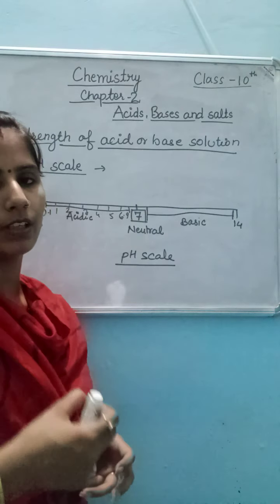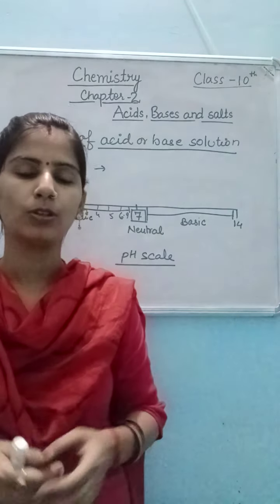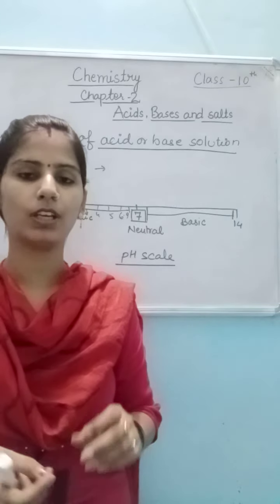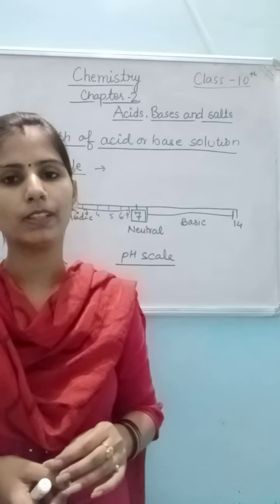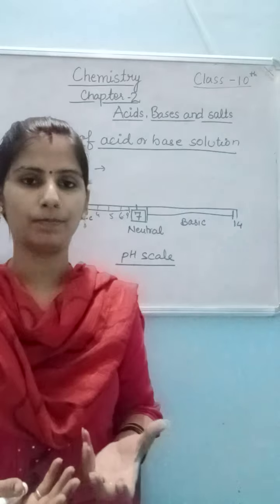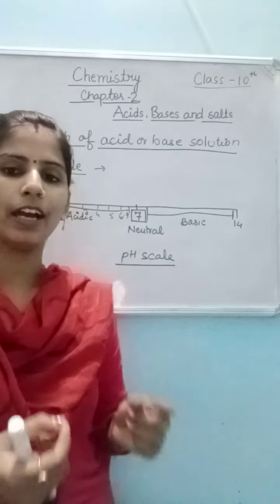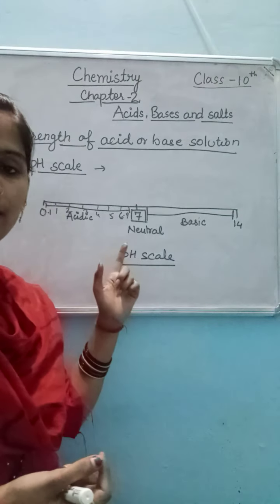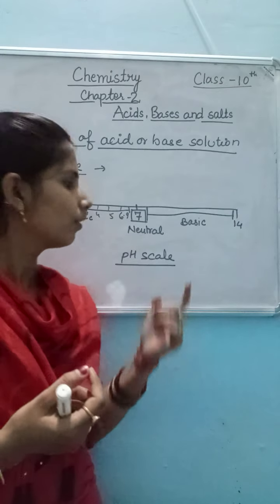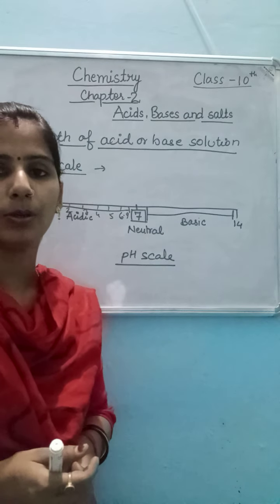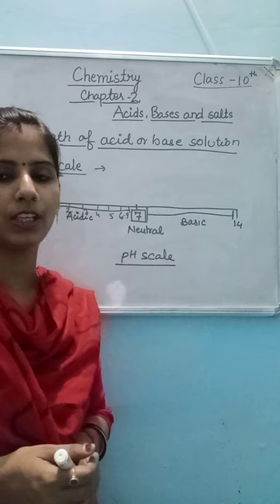We use universal indicator in any solution to measure the strength of that solution. The universal indicator gives a color in that solution, and we have to match that color with the pH scale. After matching, we can measure the strength of the solution with the help of the pH value.